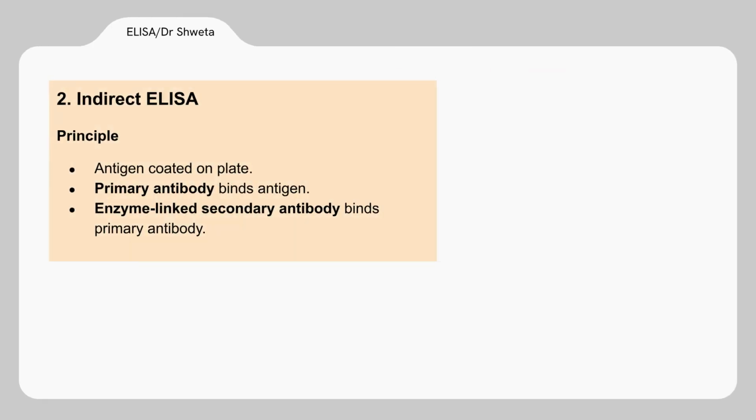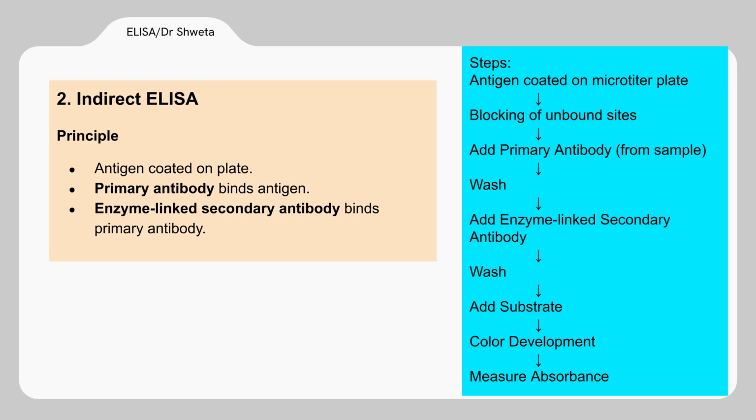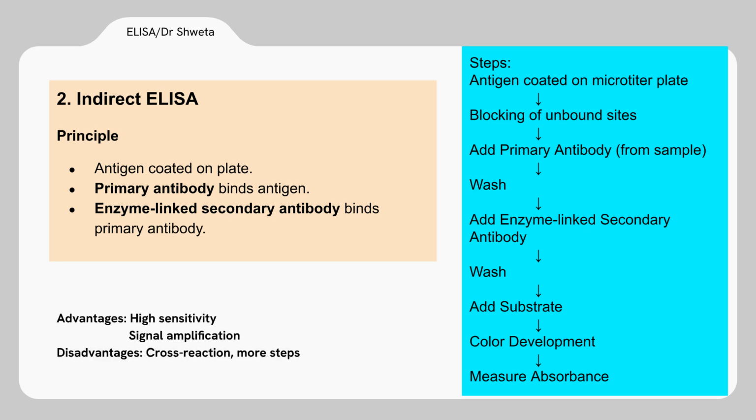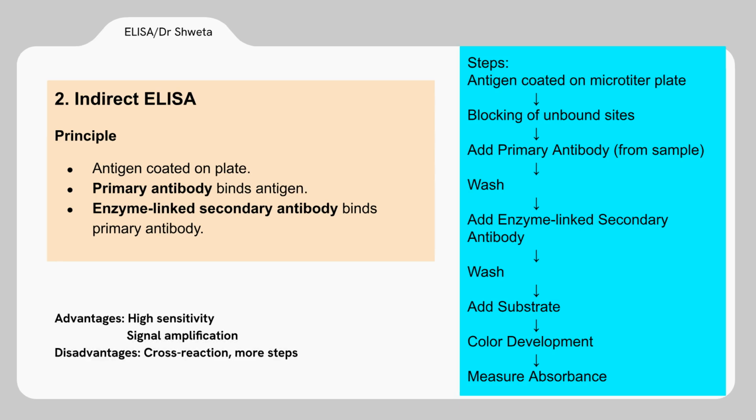Indirect ELISA principle involves coating the antigen, followed by the primary antibody binding to the antigen, and then the enzyme-linked secondary antibody binding to the primary antibody. Advantages are high sensitivity and signal amplification, while disadvantages include cross-reaction and more steps.